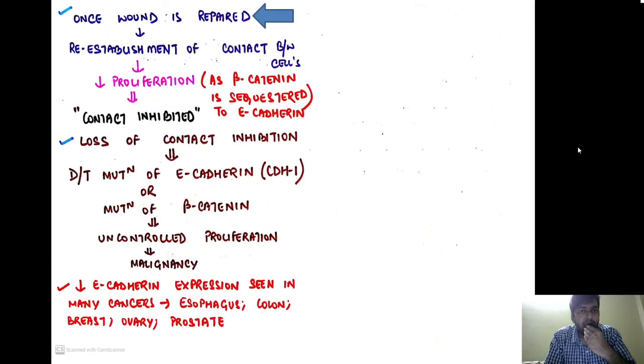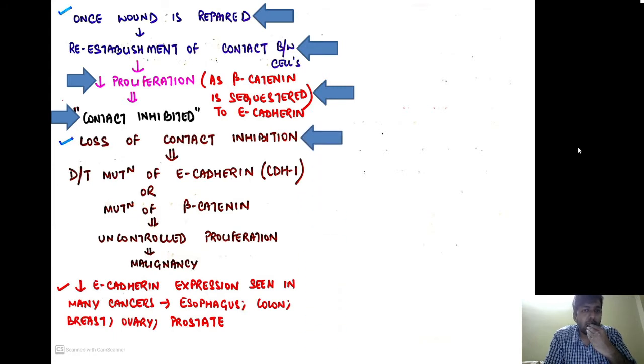Once the wound is repaired, meaning once there is a re-establishment of the contact between the cells, there will be reduced proliferation of the epithelial cells as the beta-catenin will again be sequestered to the E-cadherin. This is called contact inhibition. We say that the beta-catenin is now contact inhibited.